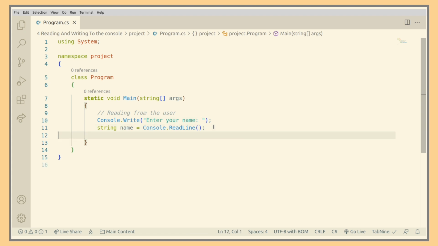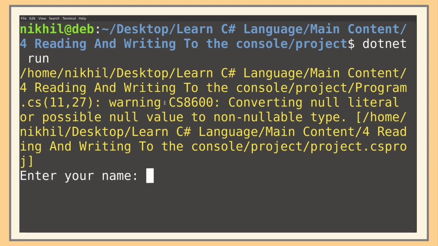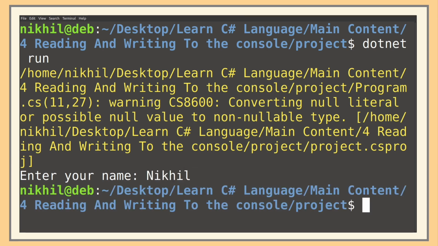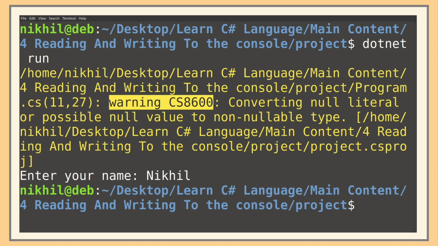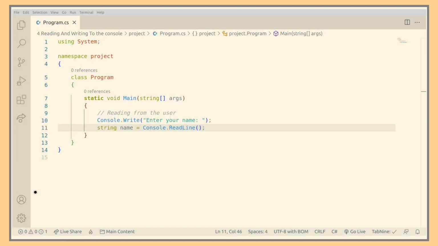So basically first we will run this program. To run this program we'll go to our terminal, and here we will write dotnet run. And before this one you need to save your file, right? So here we need to enter our name, and here you can see we have a warning CS8600. So basically this warning says that you are converting null literal or possible null value. What this warning means is, a user can also enter a null value to this name, but we need to actually take at least any input.